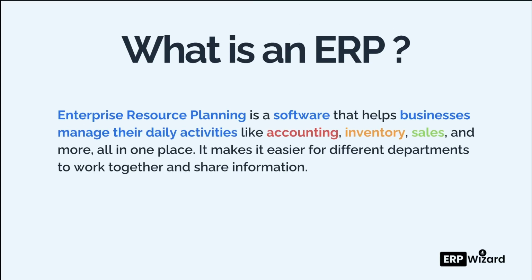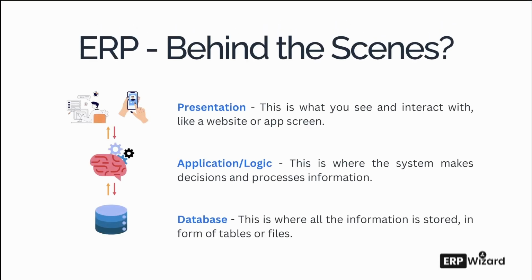It makes it easier for the different departments to work together, share information, and thus making the business run more efficiently and smoothly. Let's try to understand the inner workings of ERP software now. If we were to break down an ERP software, it typically has three layers: a presentation layer, application layer, and a database layer. Now these three different layers work together like a machine working with different parts to function properly. Let's have a look at the first layer.